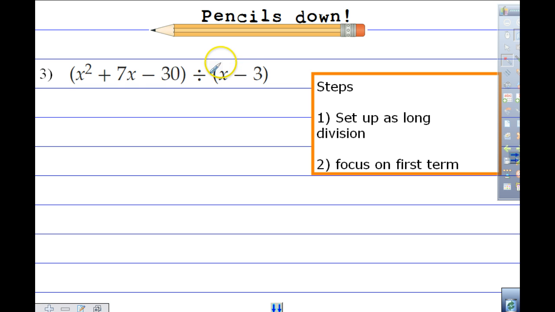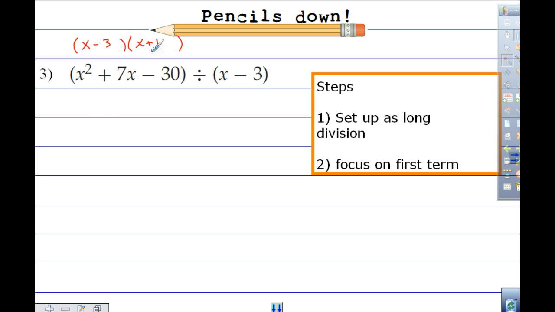And remember, our question here is saying x minus 3 times what is x squared plus 7x minus 30? Can you already get that answer without doing all this long division stuff? Okay. Think about, what does this factor to? What multiplies to negative 30 and adds to 7? Negative 3 and 10.